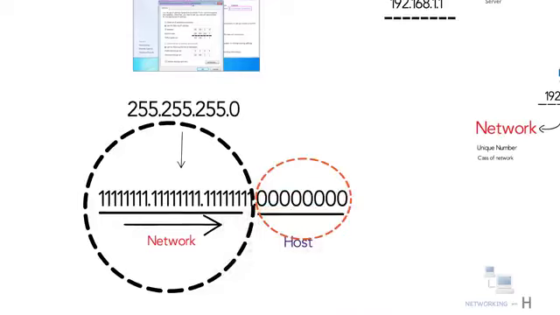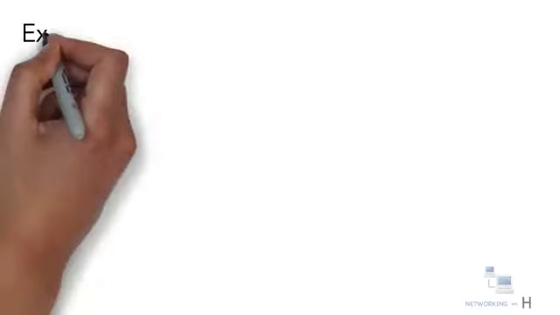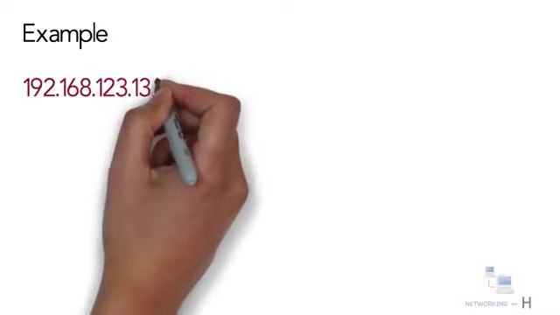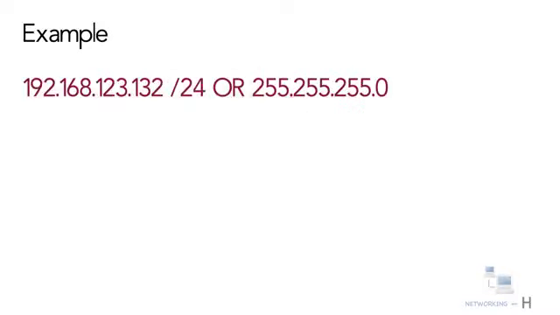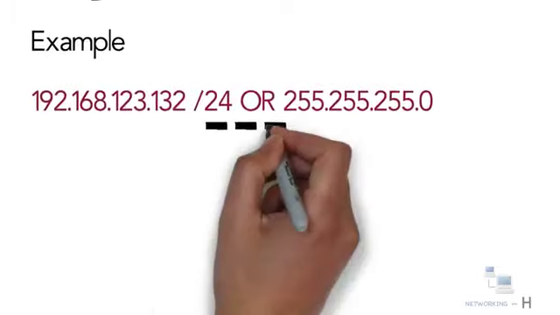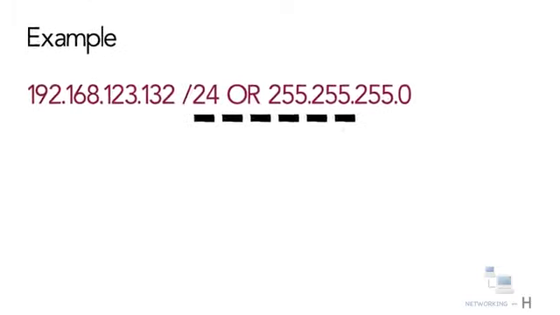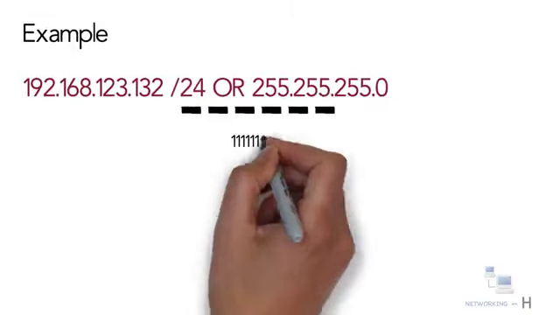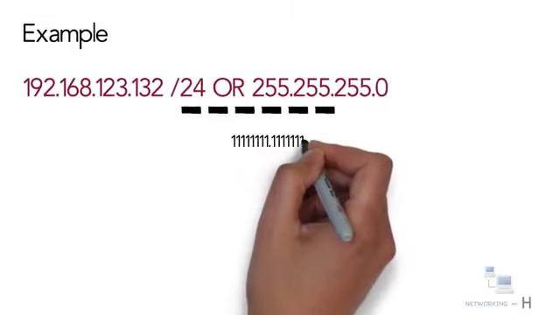Note that the subnet mask does not actually contain the network or host portion of an IP address. It just tells the computers where to look for these portions in a given IPv4 address. Let's take an example to determine the network address and the host address of the below IP, 192.168.123.132. In this example, the subnet mask is /24, or you can call it 255.255.255.0.